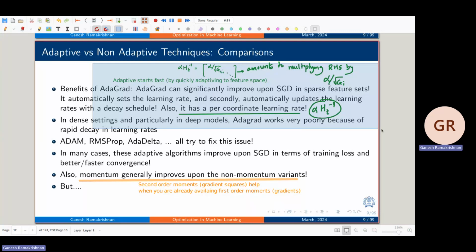But in practice, it's actually very simple. We talk about Hessians, etc., but in practice, all you're doing is multiplying the right-hand side by some alpha divided by the square root of the ith component of the diagonal. So the AdaGrad update appears deceptively simple, though it is actually inspired by quasi-Newton.